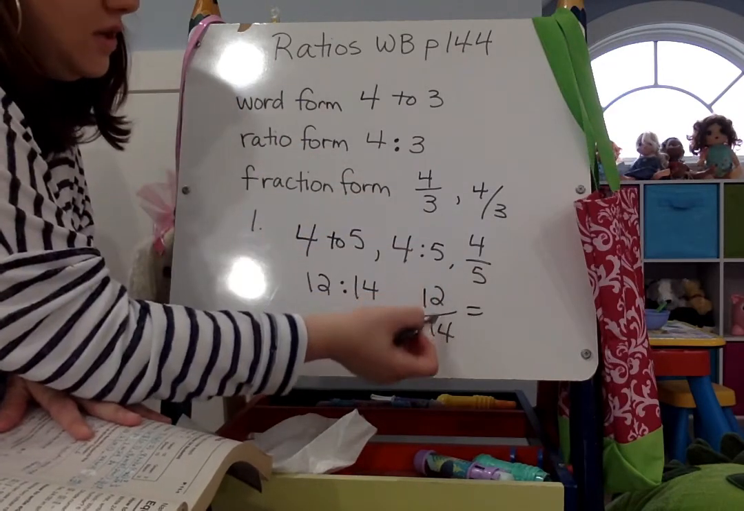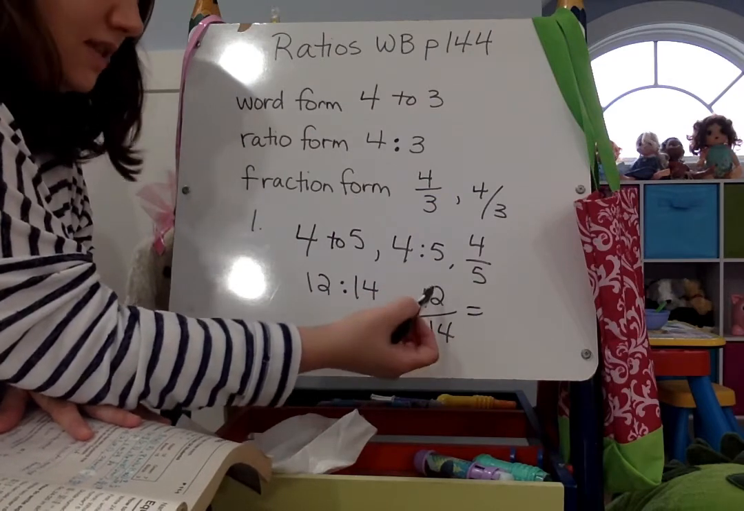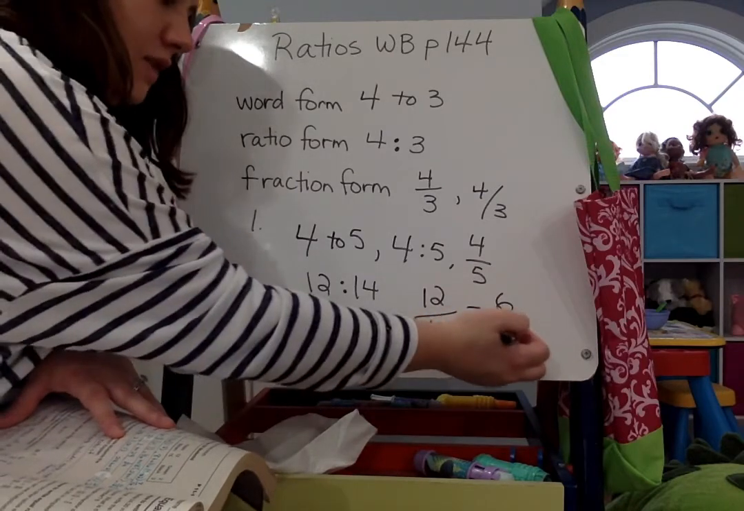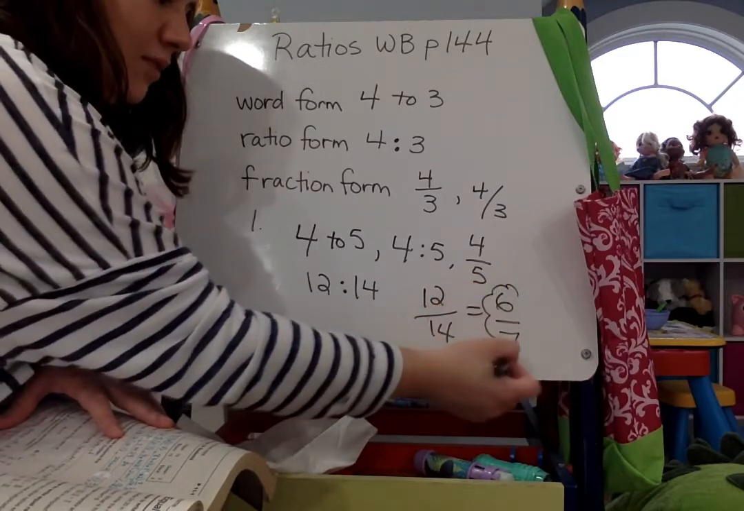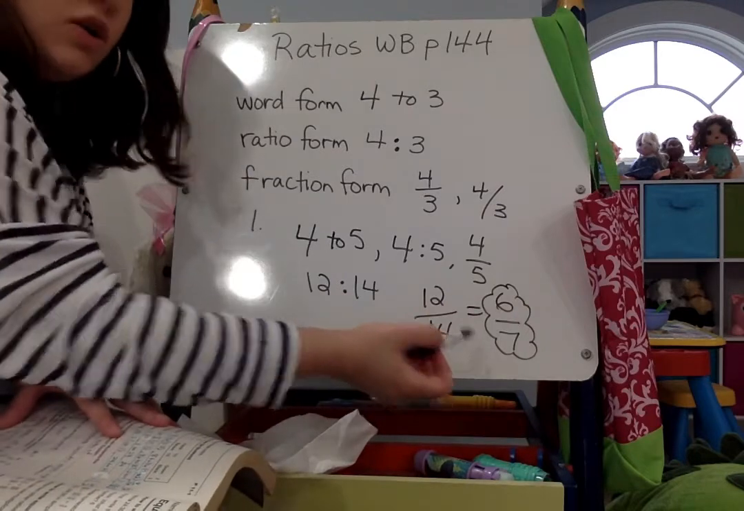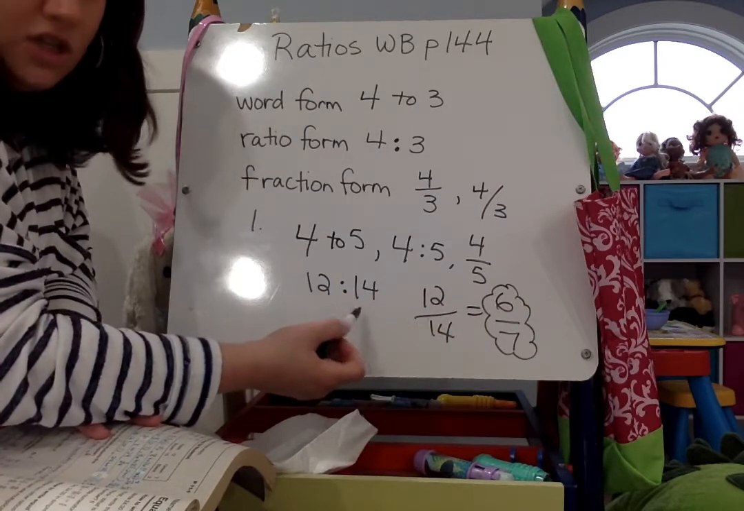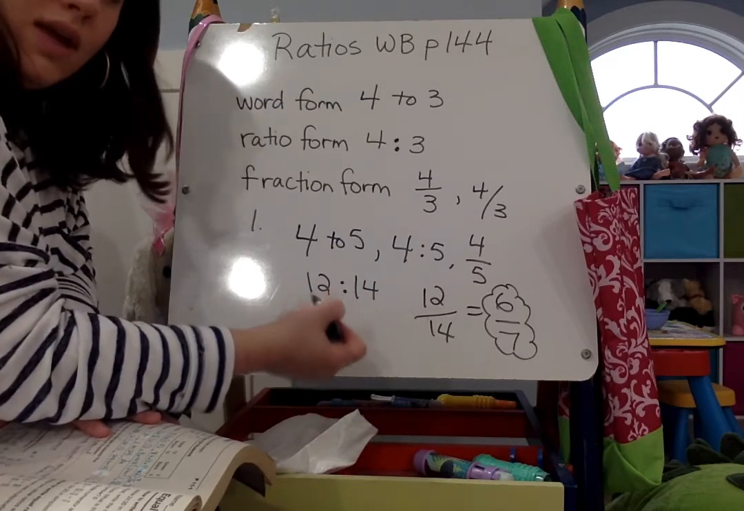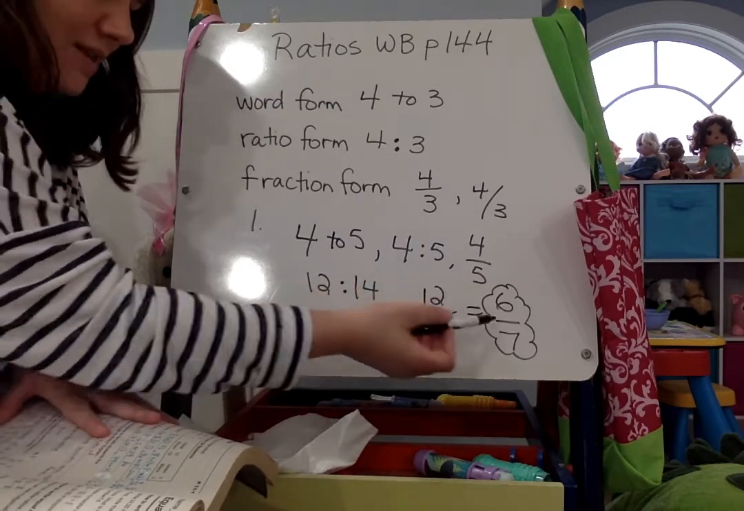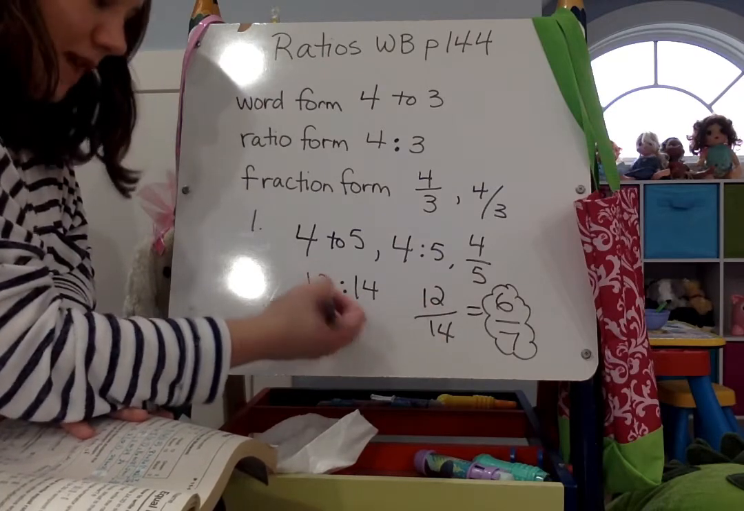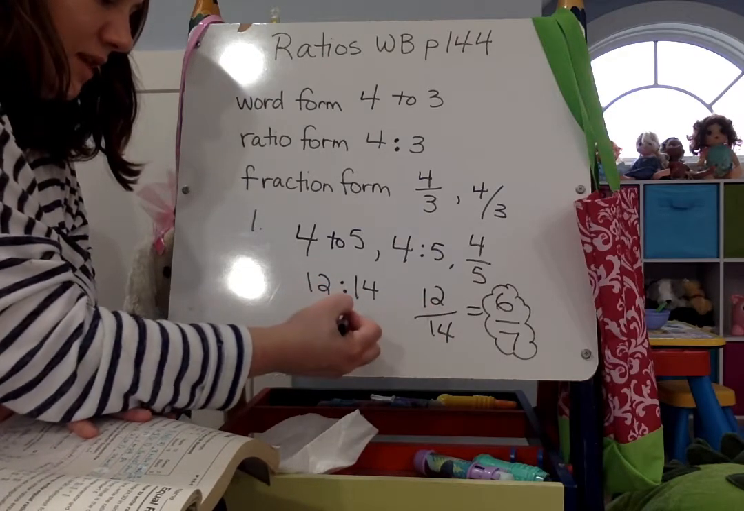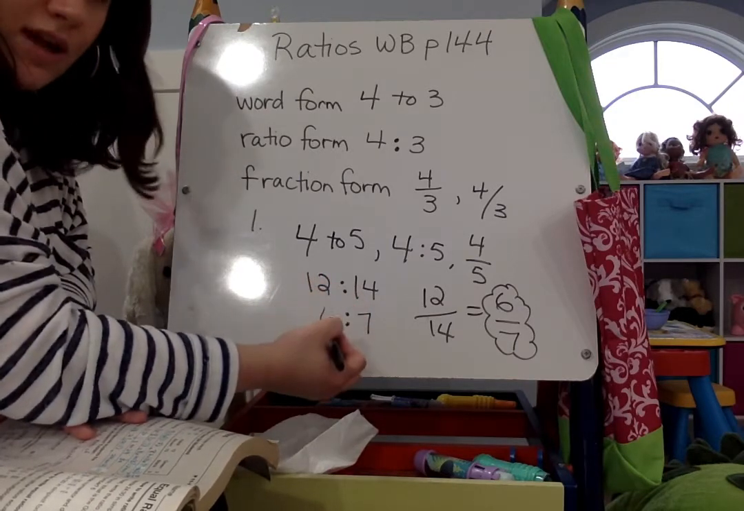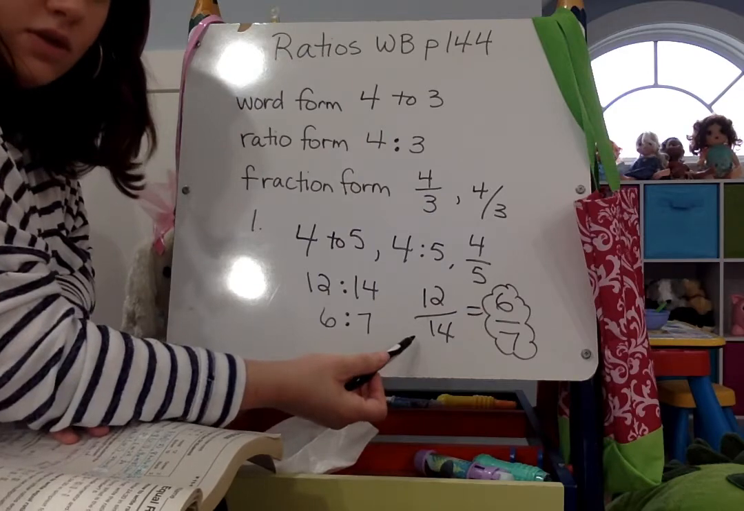So what can we do to 12 and 14 to simplify? You would say divide by 2. So 12 divided by 2 gives you 6. 14 divided by 2 gives you 7. This is a simplified fraction. You also can simplify ratios. Remember, they're the same thing. So even though this has a colon here, we can still rename this ratio as a simplified number, okay? So we're going to divide by 2. 12 divided by 2 would be 6. 14 divided by 2 would be 7. So you have a reduced ratio, just the same as you have a reduced fraction.